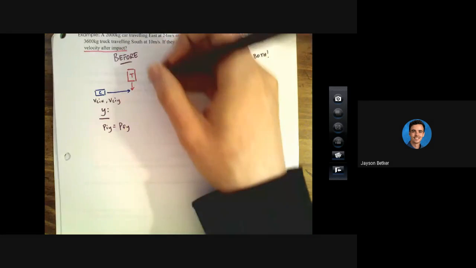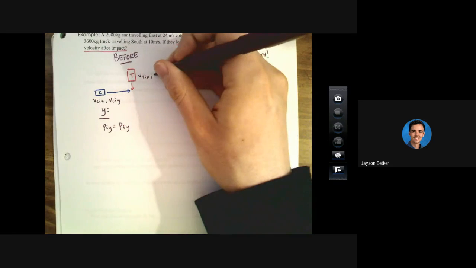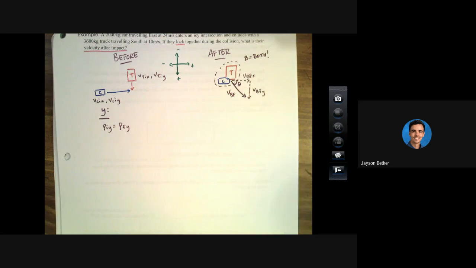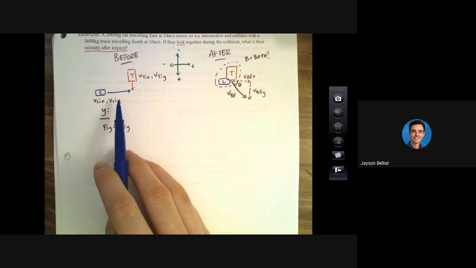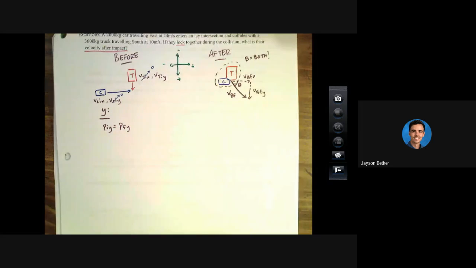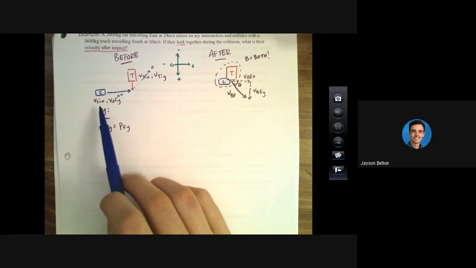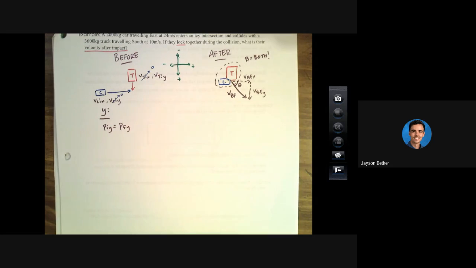Okay, and what that means is that my car has an initial VCIX and a VCIY, whereas my truck has a VTIX and a VTIY. Okay, now let's take a look at which of these are going to be zero. The car is not moving at all in the y direction initially, so that's zero. And the truck is not moving at all in the x direction initially, so that's going to be zero. So they both only have x and y components respectively, okay? So the car is only moving in the x direction, the truck is only moving in the y direction.